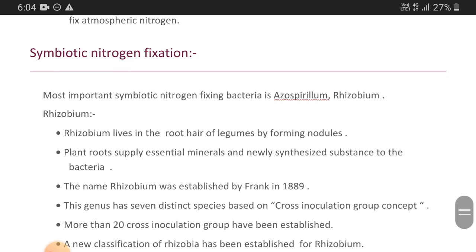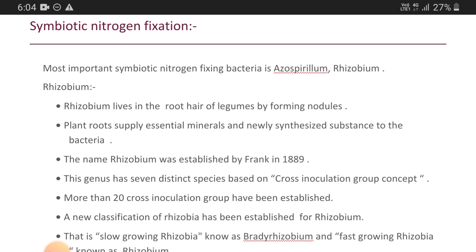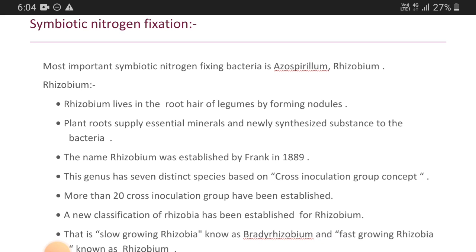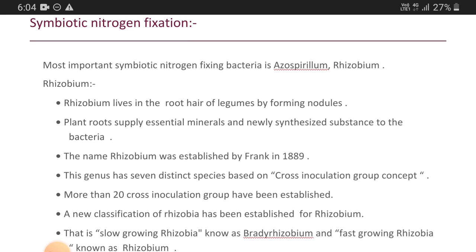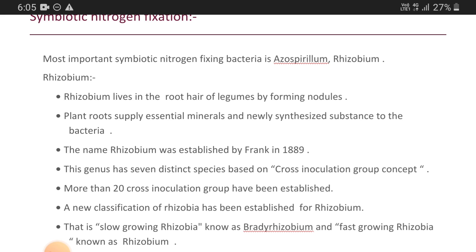Today we are going to discuss one kind of symbiotic nitrogen fixer that is commonly used as a biofertilizer, that is rhizobium. Symbiotic nitrogen fixers are bacteria that can live in association with plant roots by forming nodules. Rhizobium is one example. They generally live in the root hair of legumes in the form of nodules, and the plant root provides all the necessary nutrients for the growth of the bacteria.